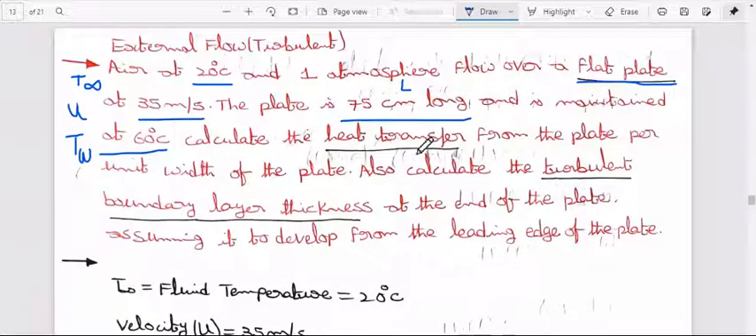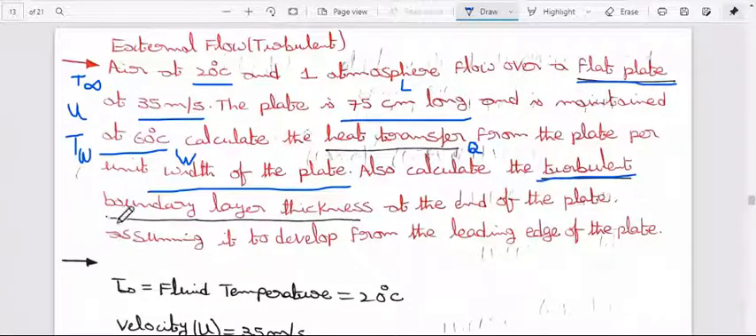So here Q value. Calculate the heat transfer for the unit width of the plate. So here width equal to 1. And the first question is the Q value, and the second question is to also calculate the turbulent boundary layer thickness.